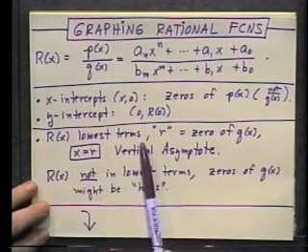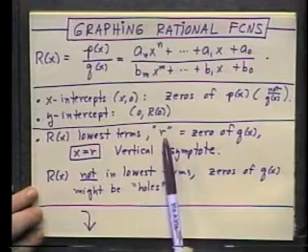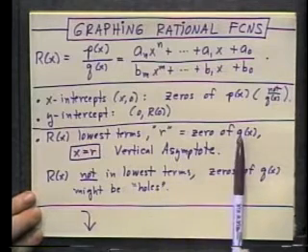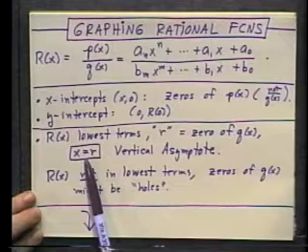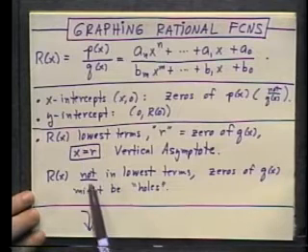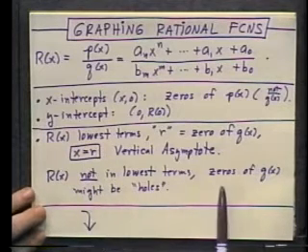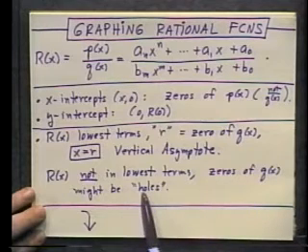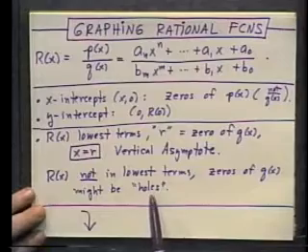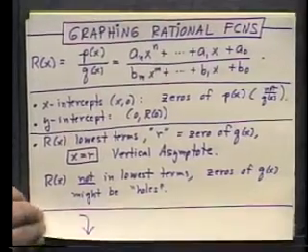If r of x is in lowest terms and r is a zero of the bottom, q of x, then x equals r is a vertical asymptote, as we saw before. If it is not in lowest terms, be very careful. Zeros of q of x might be vertical asymptotes, it's true, but they might be holes also. Okay?